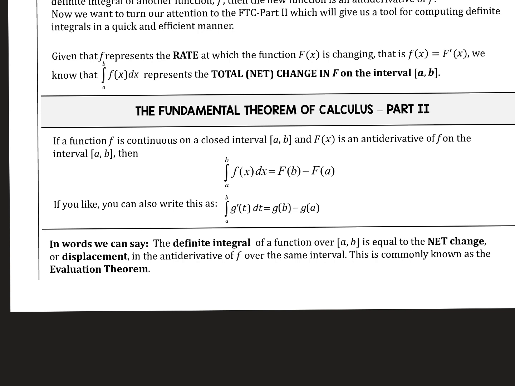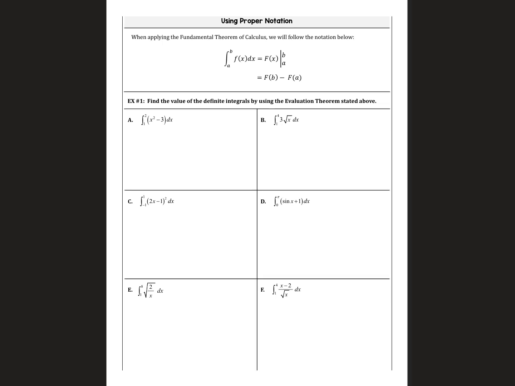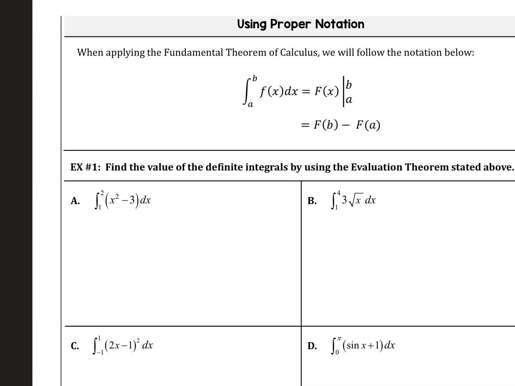All right, so basically you take the antiderivative and then plug in the numbers. So let's just do it. You take the antiderivative of this and then plug in the numbers. What numbers? The numbers on the integral, from 1 to 2. But if it was from 1 to 4, you'd plug in 1 and 4.